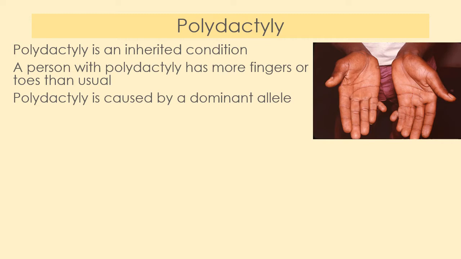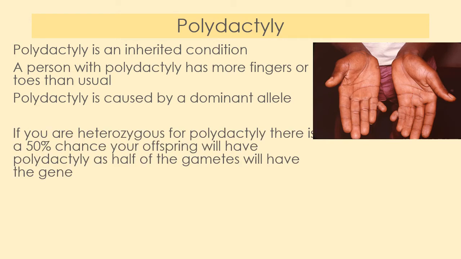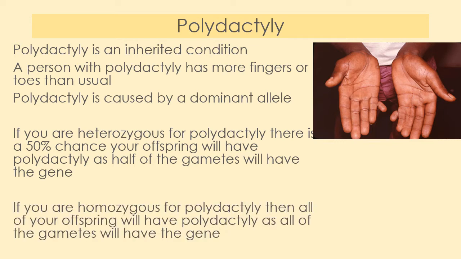Now, polydactyly is caused by a dominant allele. You remember the word allele is a different version of a gene. Dominant means that it's the one that is seen in the phenotype. Meaning that we only need one of the polydactyly genes. So if you are heterozygous for polydactyly, there is a 50% chance your offspring will have polydactyly, as half of your gametes will have the gene. So you can pass it on. We'll draw a genetic cross diagram to show you. And if you're homozygous for polydactyly, then all of your offspring will have polydactyly. All of the gametes will have the gene.